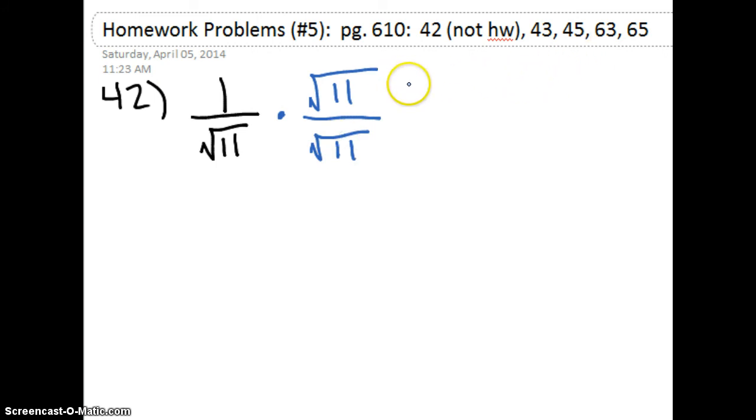The problem looks like this: 1 over the square root of 11. Now, it's a lot of times considered not fully simplified if you have a square root in the denominator. So we are just going to try and get rid of this square root right here. The easiest way to do that is to multiply by 1, but in a really tricky way. We're going to multiply by 1, but we're going to do it in this form.